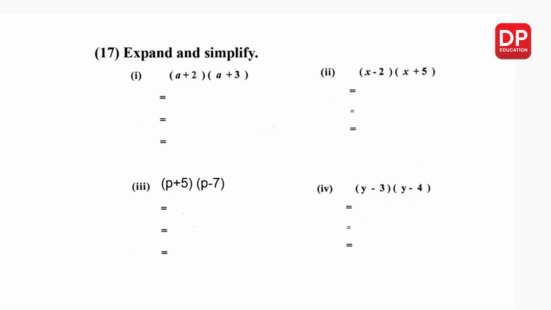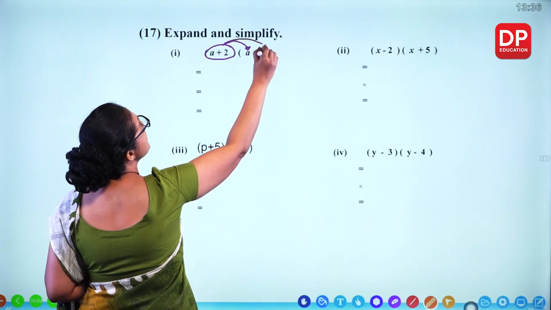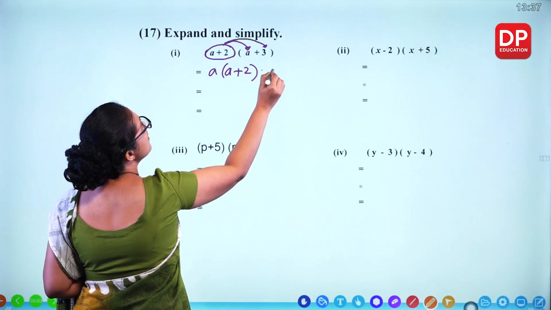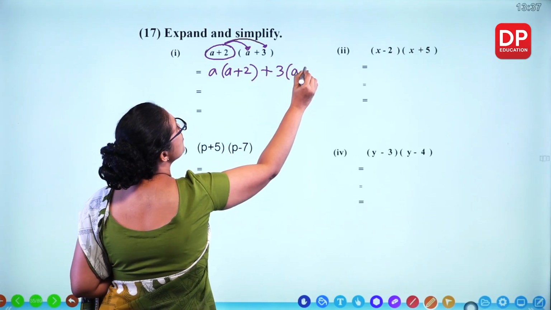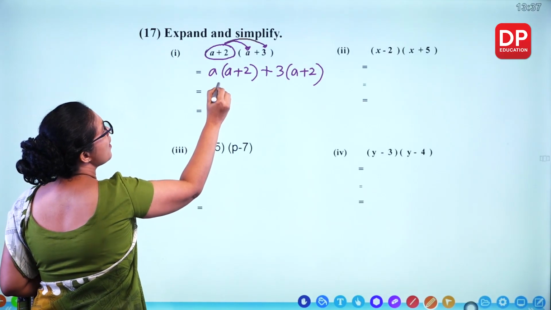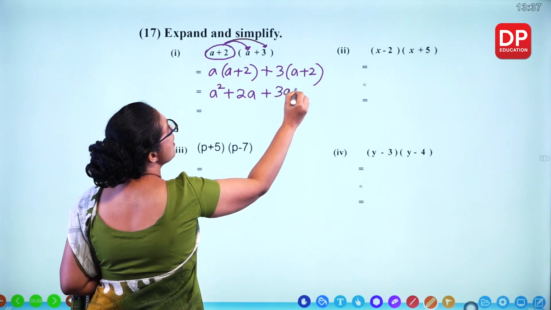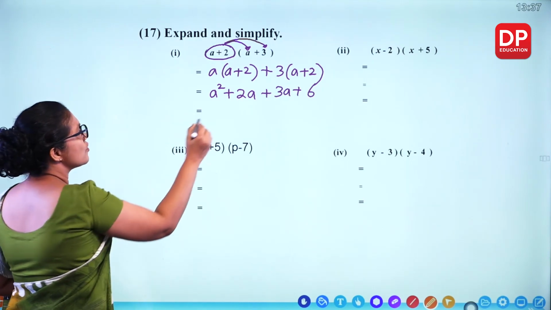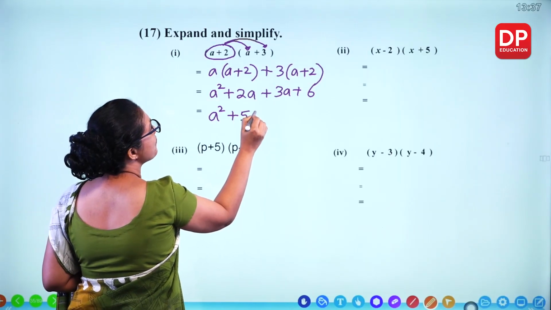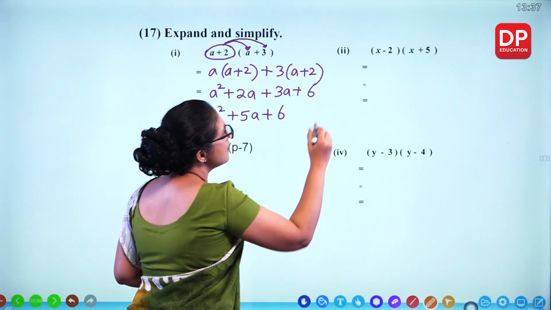Expand and simplify. So we'll take the whole expression, multiply with this and this. So you get a into a plus 2. Here 3 with a plus 2. Now expand brackets. a into a squared plus 2a. 3 into a, 3a plus 6. So you get a squared, 2a and 3a, 5a, plus 6.